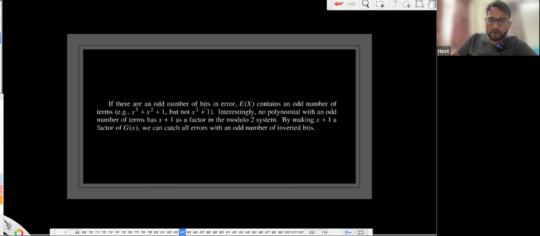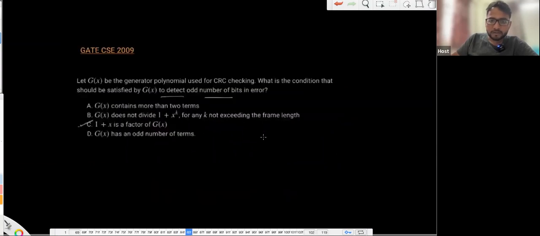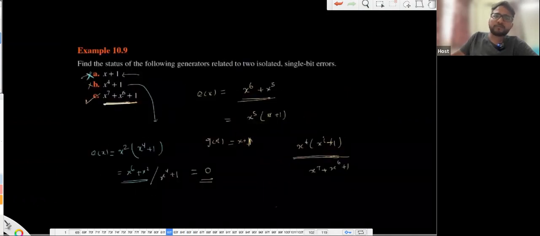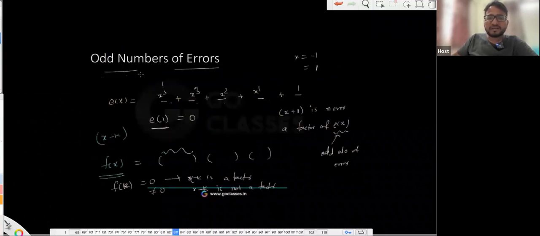If there is an odd number of bits, there is some standard result, some polynomial that does not divide x power i plus x power j. We do not need to check it, we can just remember it. I think I do not have it currently, but I will just copy from the book. So let's see, if I have an odd number of errors, what kind of polynomials are good for it.